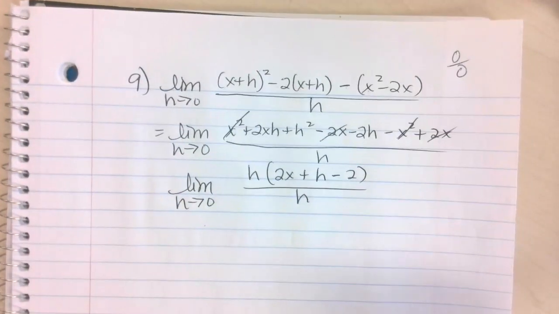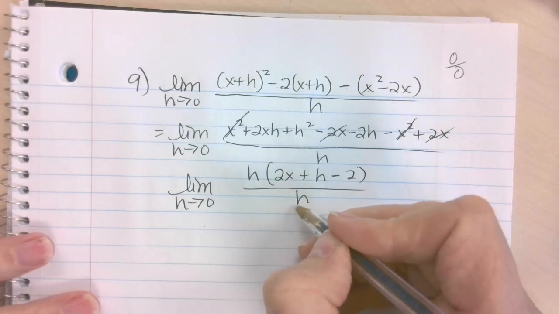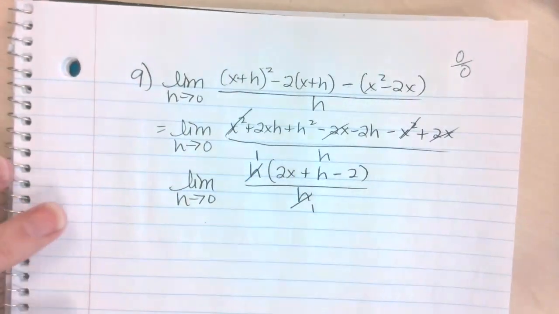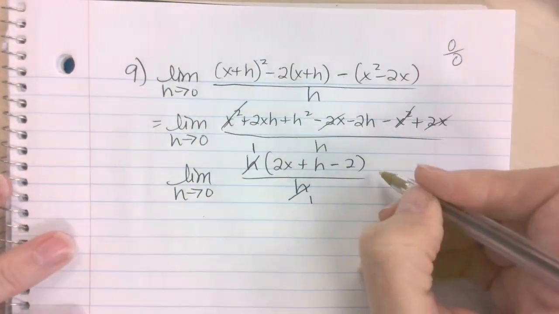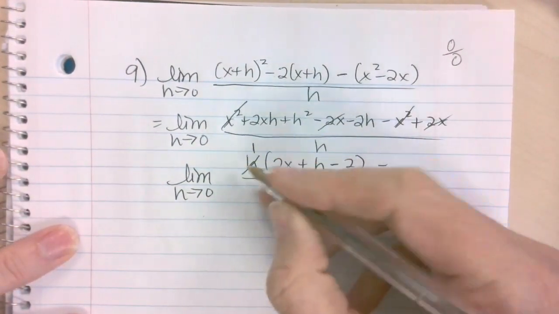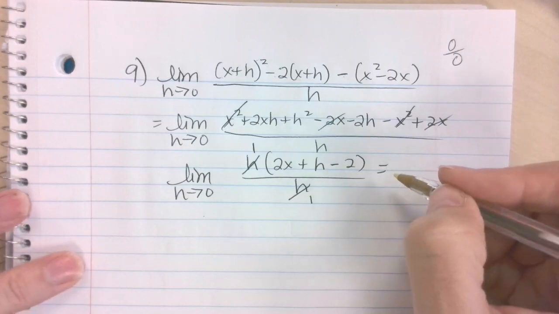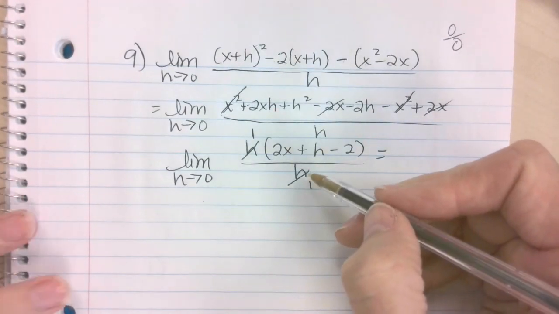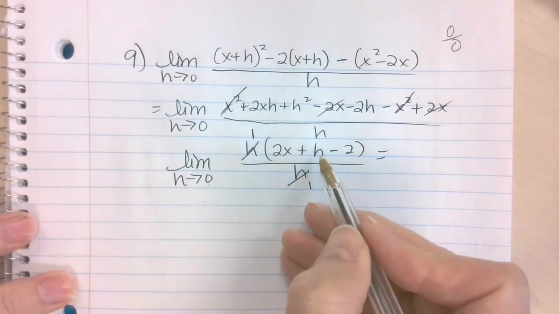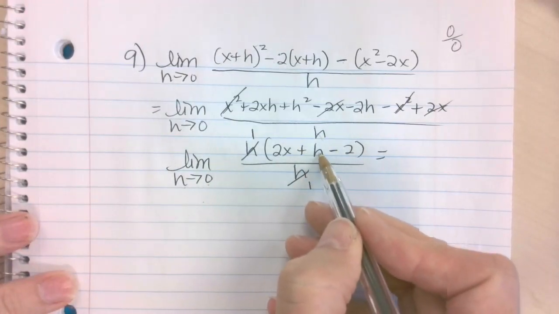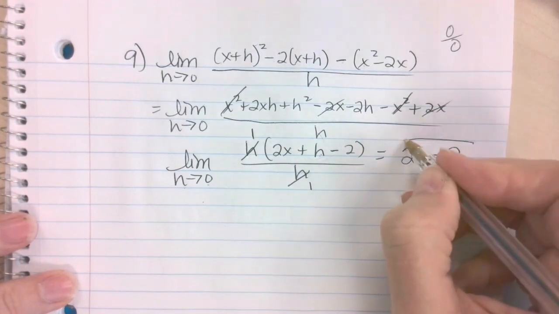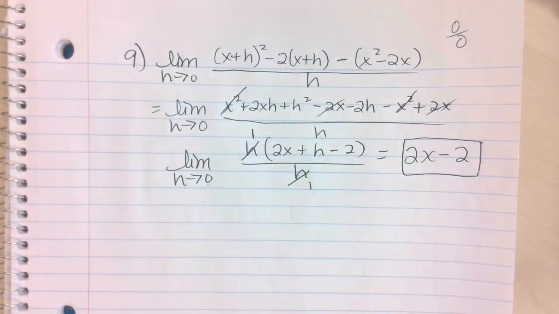Guys, don't hesitate to stop the recording, to take a break so you can copy down. I know I write things kind of fast. Those h's will cancel, but that way you'll be able to keep up and I can still kind of move through. The h approaches 0, so I replace that h with a 0, and I'm left with 2x minus 2. That's a little interesting answer, but that is how it works.